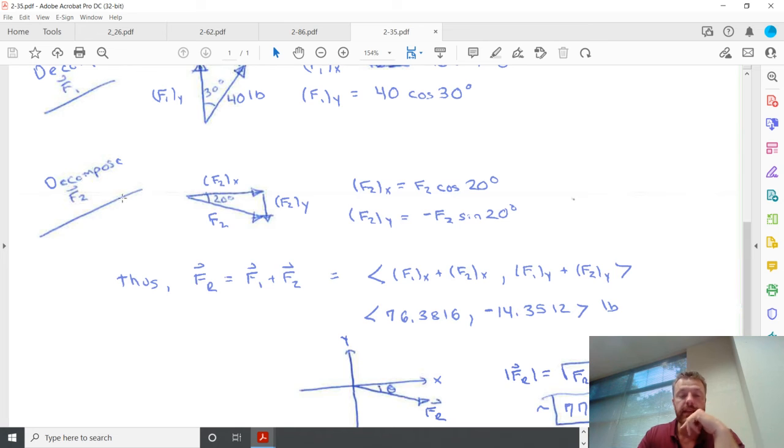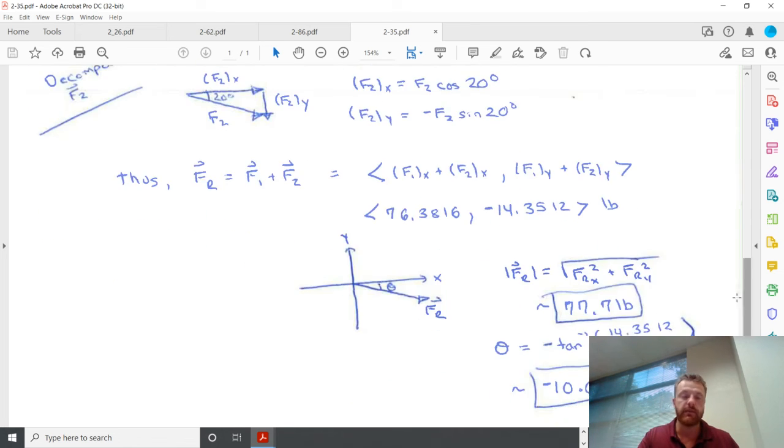For the case of F2, note that the x component is adjacent to 20 degrees, so it would be computed by taking the magnitude times the cosine of 20 degrees. No sign adjustment is necessary because that goes in the positive x direction. However, notice that the y component, which is opposite of the 20-degree angle, points in the negative y direction. So I'll manually put a minus on, and I will use the sine function since it is opposite of that angle. Once I have this vector decomposed into x and y components, to compute the resultant vector I simply add the x components and add the y components.